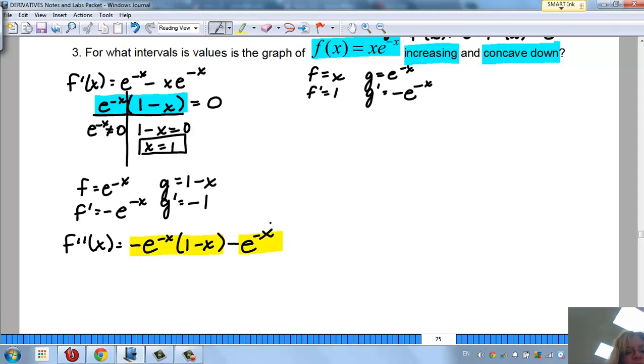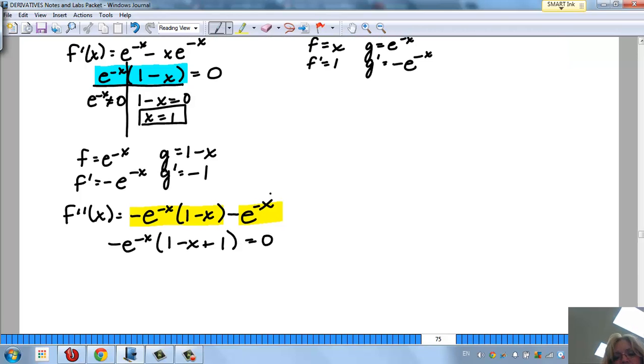I see that they both have in common a negative e to the negative x. So I'm going to factor that out. When I take that out, I have a 1 minus x left in my first term. In the second, if I take a negative out of a negative, it turns positive, and it's a positive 1, and we're going to put it equal to 0. So I have negative e to the negative x times 2 minus x, and it equals 0.